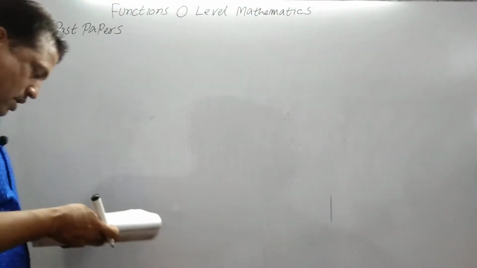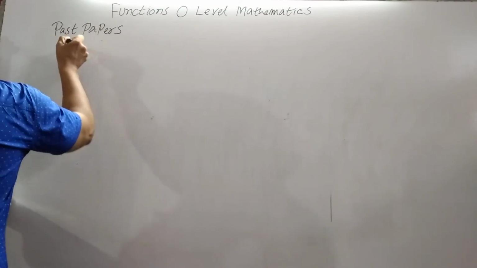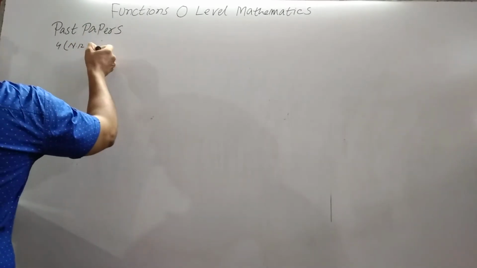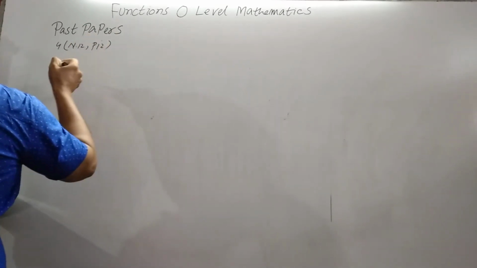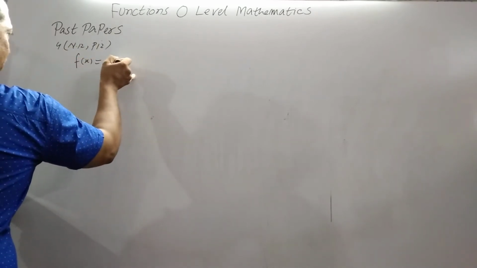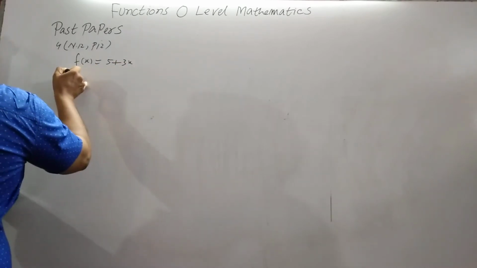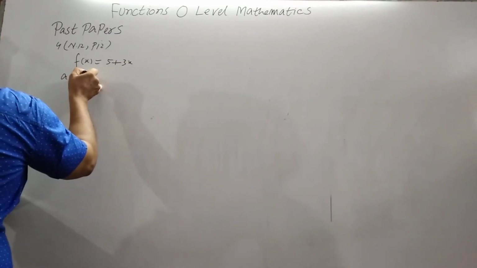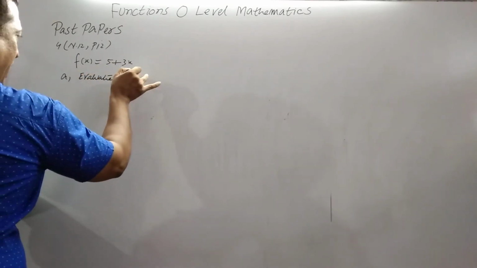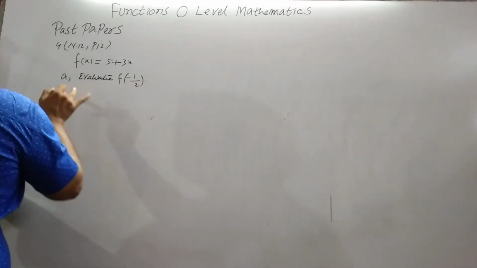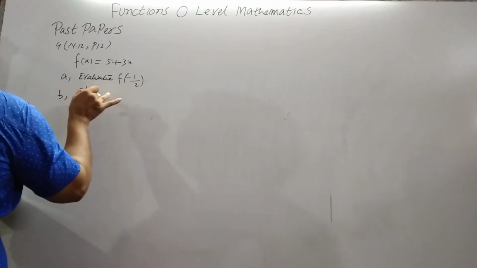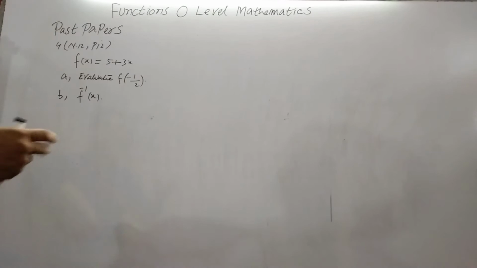Next question is question number 4, November 12, paper 1-2, and the question is f(x) equals to 5 plus 3x. Part A, evaluate f of minus 1 upon 2. Part B is f inverse x. It's a very small question, only 2 marks.